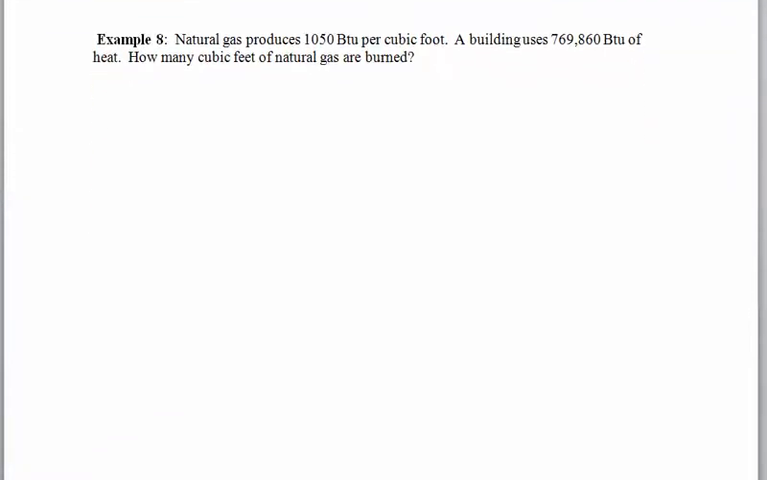Natural gas produces 1,050 BTUs per cubic foot. A building uses 769,860 BTUs of heat, and I believe that's per day. How many cubic feet of natural gas are being burned? So the first thing we want to do is focus in on the units here of BTUs per cubic foot. And we know that when we say BTU per cubic foot, that's a value that's calculated by looking at the number of BTUs divided by the number of cubic feet.